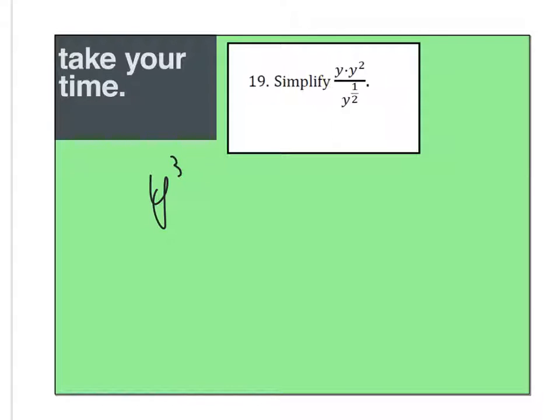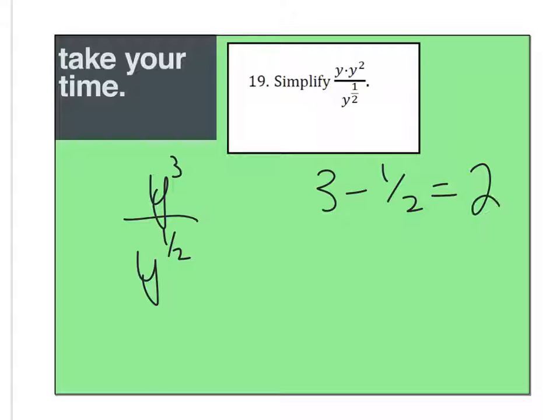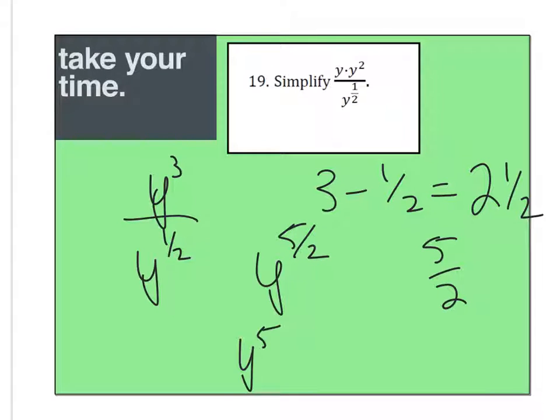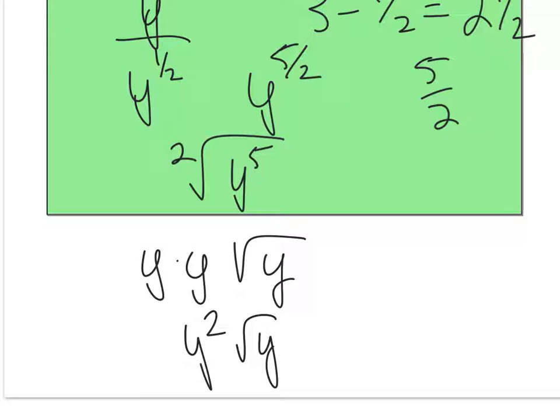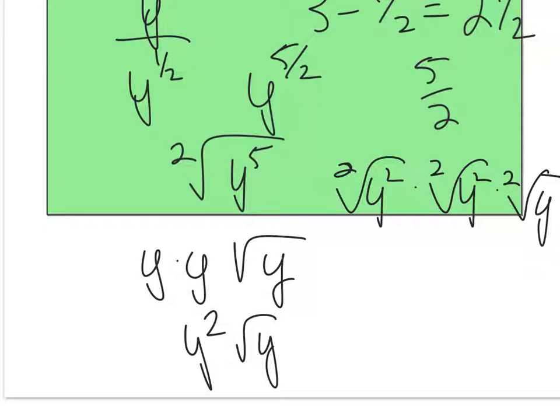So the top one would be y to the third when I multiply that together over y to the half. So if I take 3 minus 1/2, that gives me 2.5. So that's going to be 5 over 2. So that gives me y to the 5/2. So that gives me the square root of y to the fifth. So if I break that apart, that's going to be y, and square root of y. So that would be y squared, square root of y. All I did was break it up, y squared, y. So this gives me y, this gives me y, and that's where I got these two.